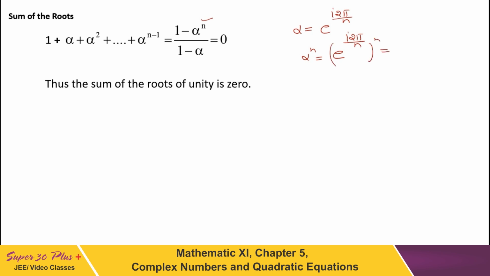You can simplify it. It is equal to e to power iota 2 pi. What is the value of e to power iota 2 pi? It is cos 2 pi plus iota sin 2 pi. The value of cos 2 pi is 1 and sin 2 pi is 0. So alpha to power n is 1. Then we get 1 minus 1 equal to 0. So the sum of nth roots of unity is 0.